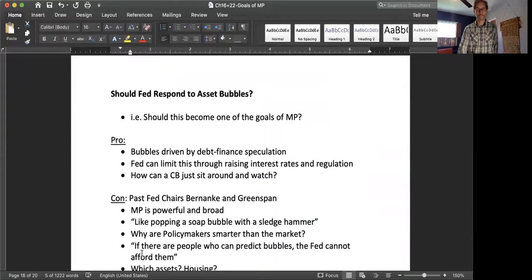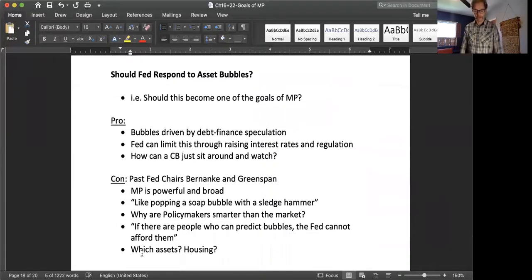We've talked about this before, but let's talk about this again. Should the Fed respond to asset bubbles? One of the goals of monetary policy has not been to keep the stock market from booming and busting, but should it be? Should the Fed be involved in trying to pop a stock market bubble before it completely blows up, right? So before the bubble gets really big, try to take some air out of it, so that if it does pop, it's not going to be such a big blow up.